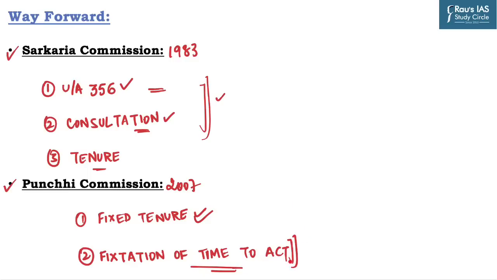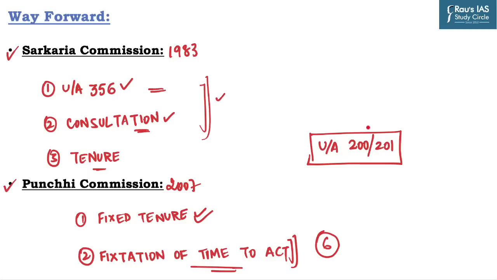Now what does it mean? In respect of bills passed by state assembly, the governor should take a decision within 6 months whether to grant assent or reserve it for the consideration of president, because there is no time limit imposed under Article 200 and 201 on governor whether to give assent or to reserve the bill for the consideration of president. Whenever a question on governor or the issues related to governor is asked in mains exam, you can write the recommendations from these two commissions which will bring more authenticity to your answers.